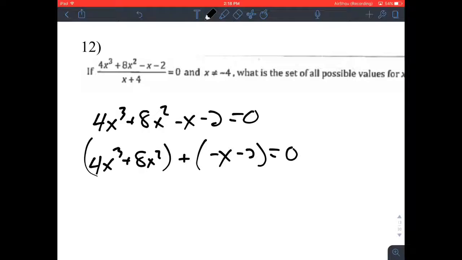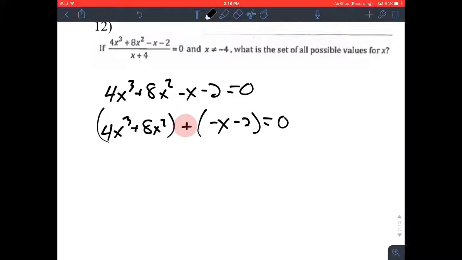When you factor by grouping, you need a plus sign between your groups. Putting a subtract there, unless you're super advanced, is most likely going to lead to heartache. Find the GCF of each group. The first group, the GCF is 4x squared, leaving us with x plus 2. Second group, the GCF is negative 1, leaving us with x plus 2.